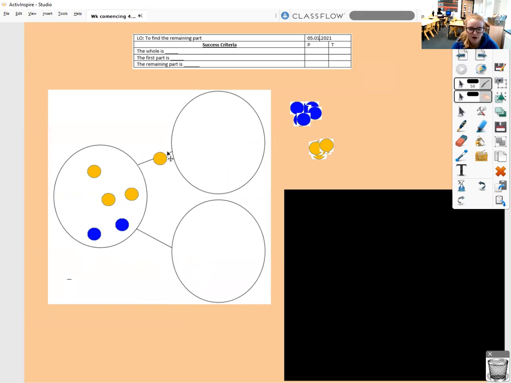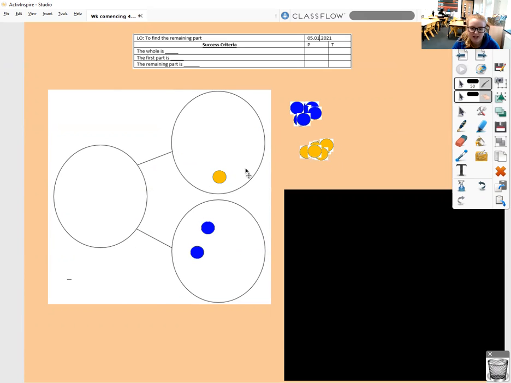My first part is 1, 2, 3, 4. The first part is 4. So the whole is 6. The first part is 4. The remaining part is 1, 2. The remaining part is 2. Fantastic. Let's move this count aside.